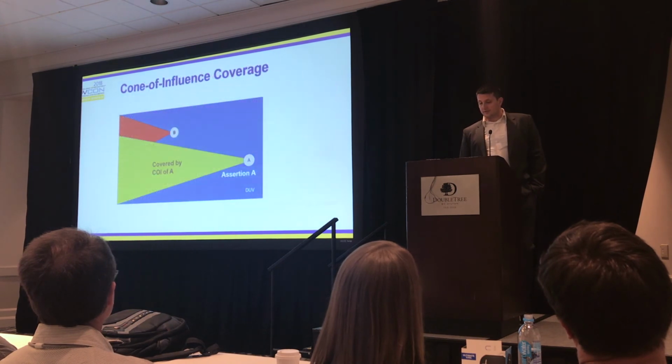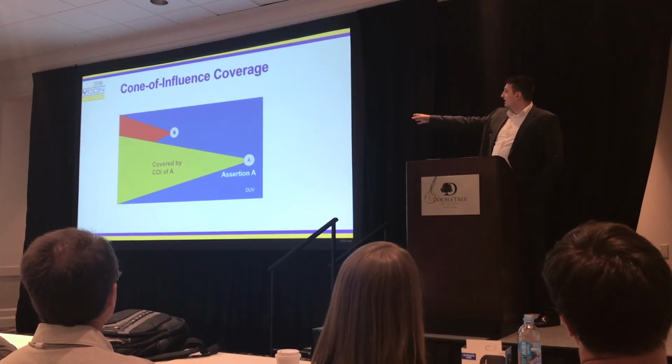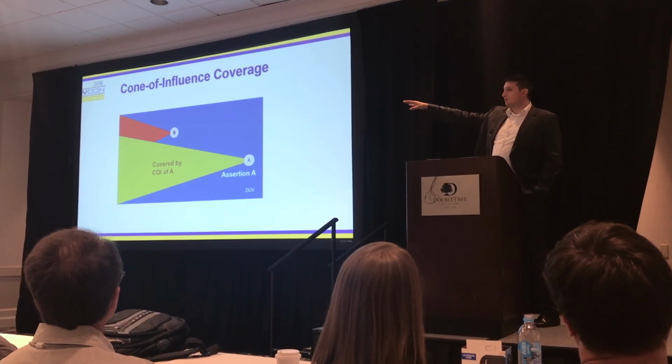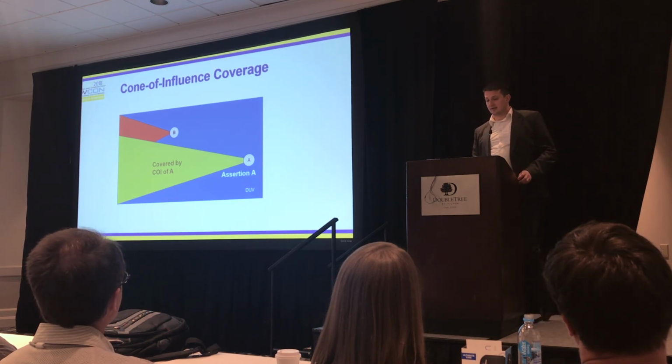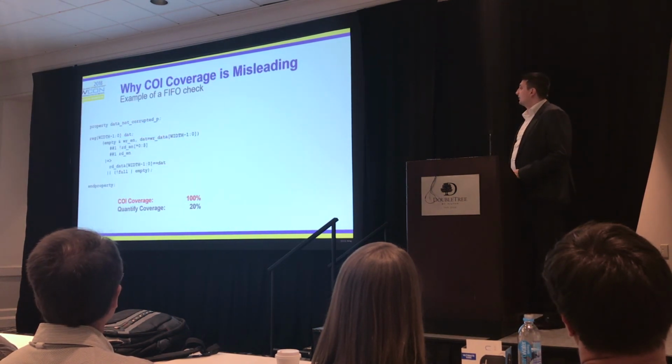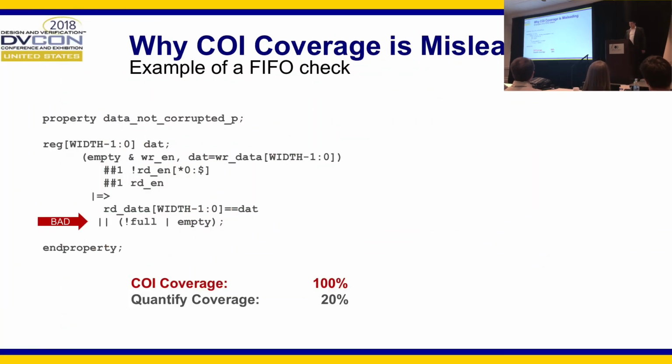So if we go a little bit into what I mentioned before, for example cone of influence, you can see that assertion A covers the green, and assertion B covers the red cone there. What can happen easily is that, let's say you have an example property like this. You want to say that if I write to an empty FIFO, and I don't do a read for a certain period of time, after I do my first read, the data I read is going to be the data I wrote in.